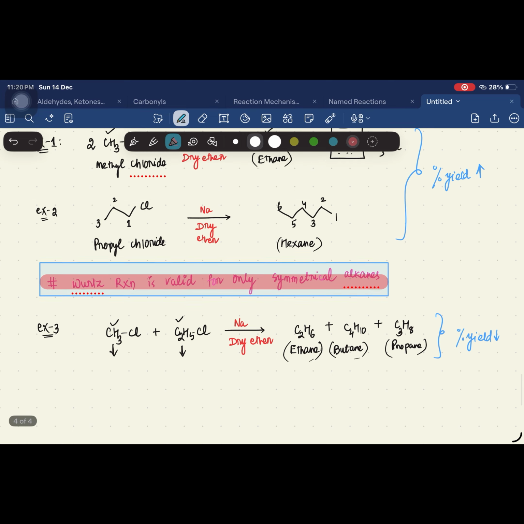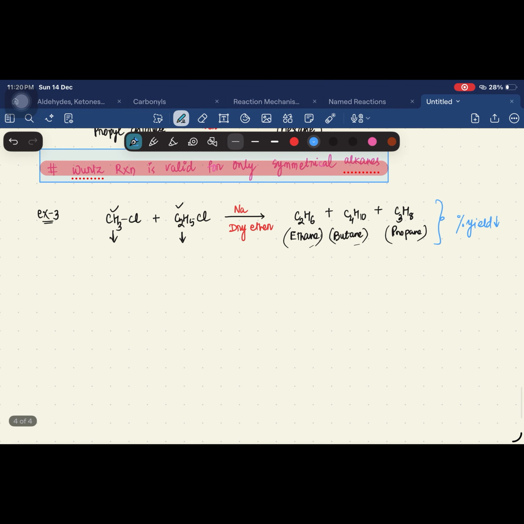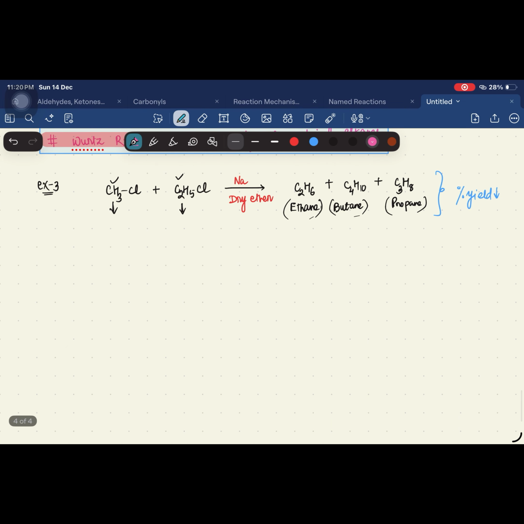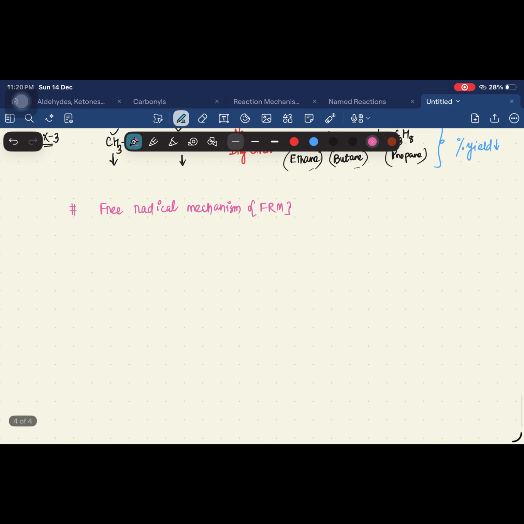That's why the Wurtz reaction is valid for symmetrical alkanes. Now the point is, what is the mechanism behind it, sir? Obviously, it follows what is called the free radical mechanism. It is very clear that it also follows the free radical mechanism, because in the alkane chapter, almost all the reactions follow the free radical mechanism. Shortcut, we can say this as FRM. So let us see that as well.